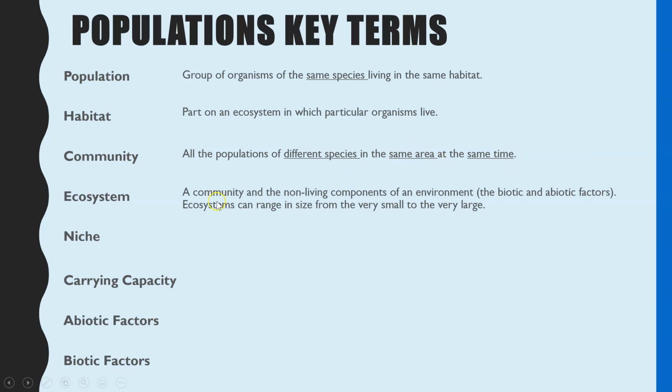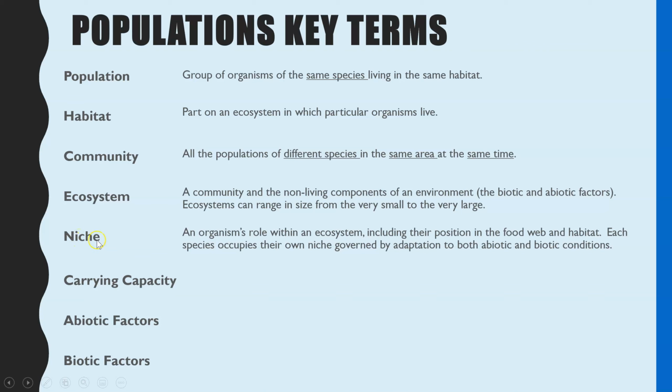Ecosystem is taking into account the living and the non-living components, so it's the community and the non-living components of the environment. And you need to be aware that ecosystems can be very, very small, or they can be very large. So you could think of the entire world, so Earth, as an ecosystem.